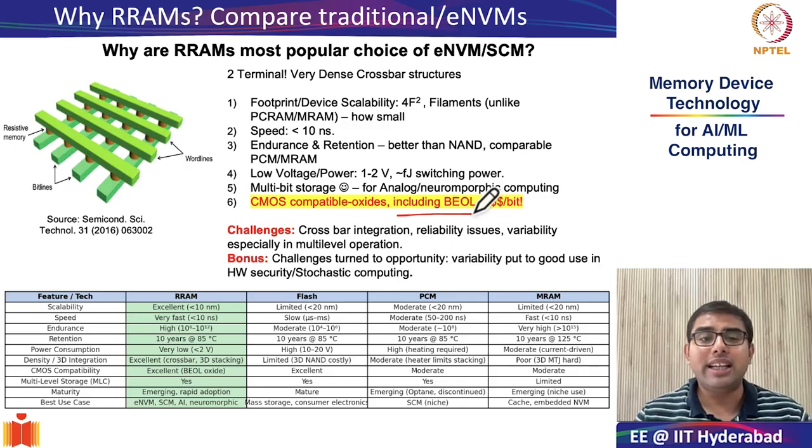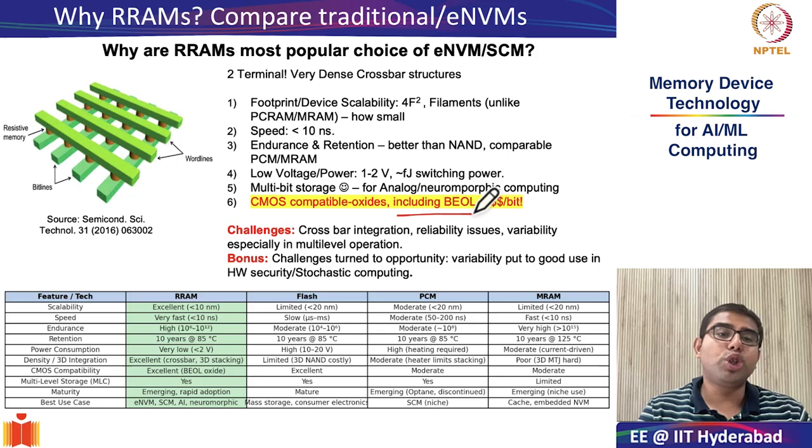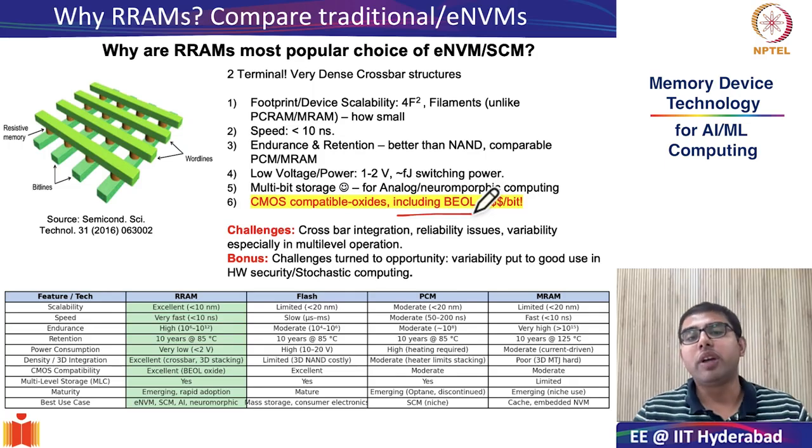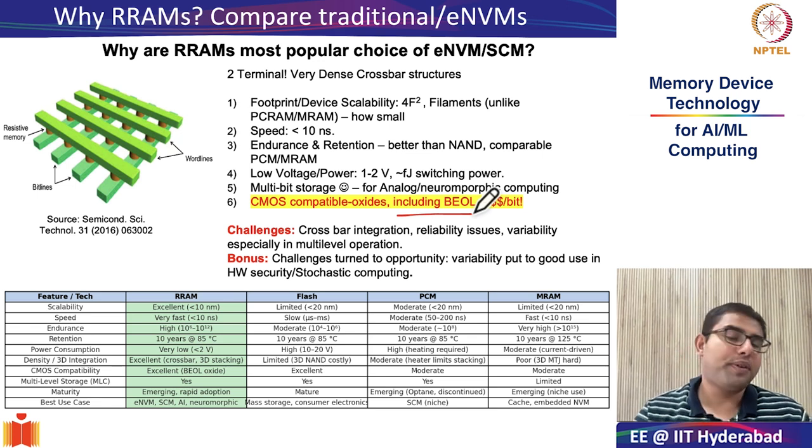A bonus point is something that we in our research group also focus on, as we will see that there are inherent variability associated with how these filaments in RRAMs form and dissolve. Can we use this variability to our advantage for hardware security applications, for random number generator, for stochastic computing, is also a very interesting possibility that people are exploring.